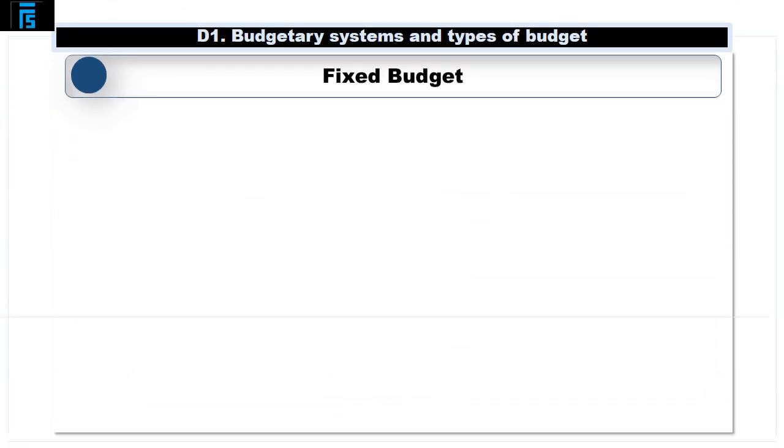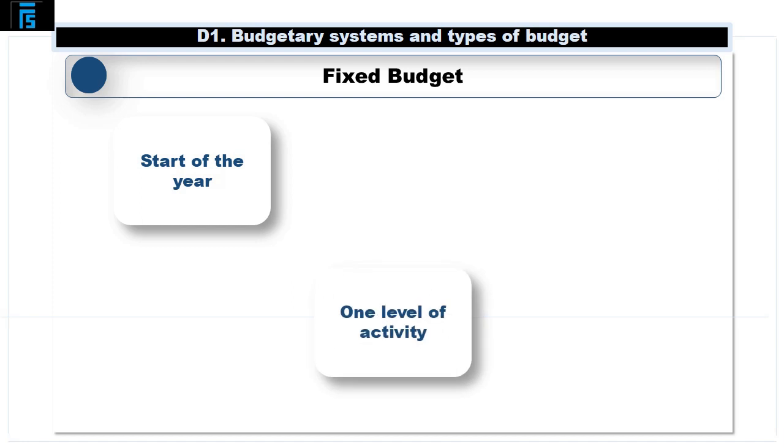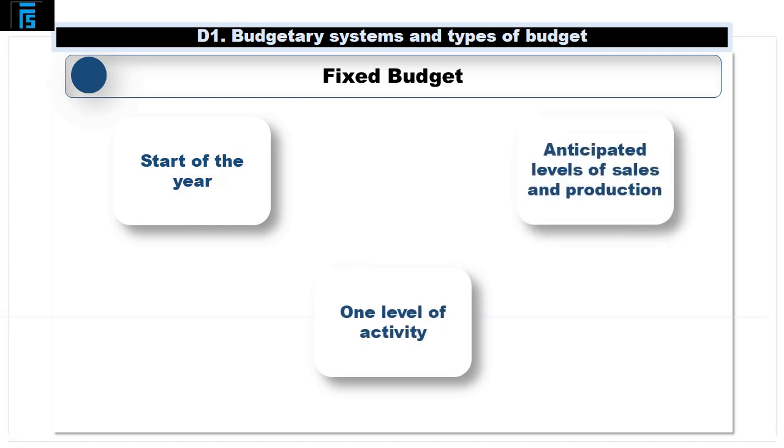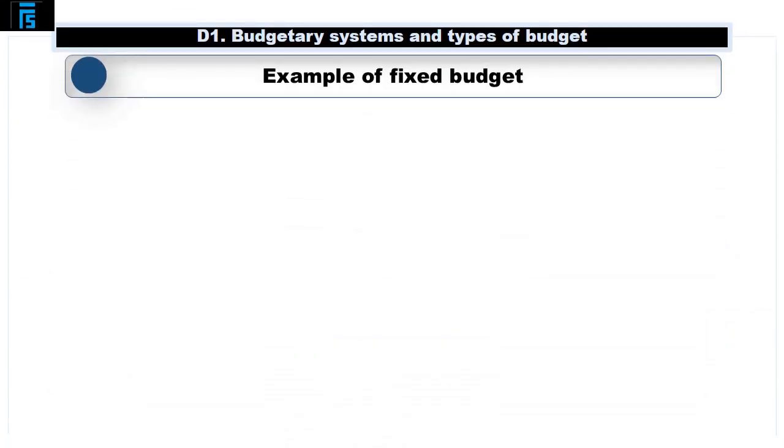Fixed budget. A fixed budget is the main budget prepared at the start of the year. It is produced for one level of activity only, based on anticipated levels of sales and production. Let's take a look at an example of a fixed budget.